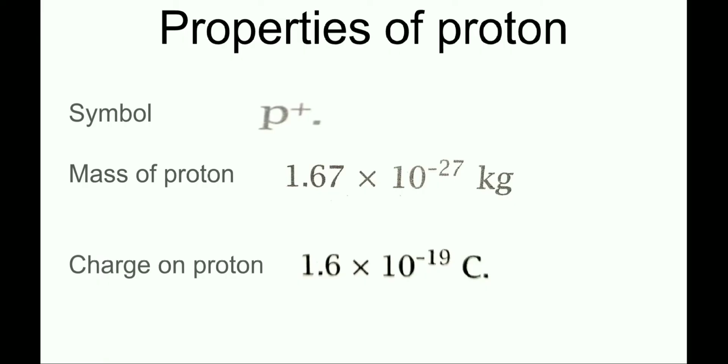Next is properties of proton. Proton is represented by the symbol P positive. Mass of proton is 1.67 into 10 power minus 27 kilogram, which is taken as 1 atomic mass unit, and the charge on proton is 1.6 into 10 power minus 19 coulomb, and it is exactly the same as that on the electron but opposite. The proton is having positive charge and electron is having negative charge.